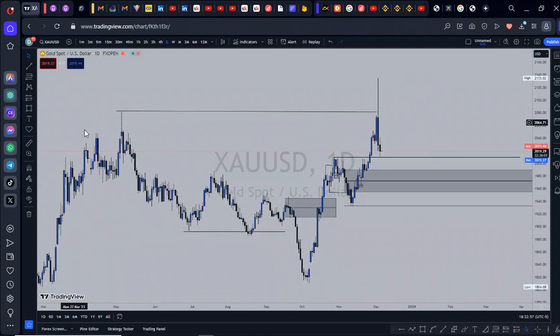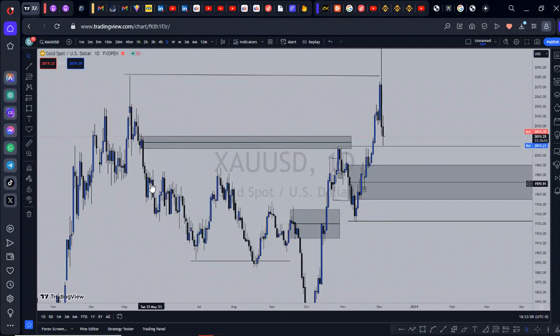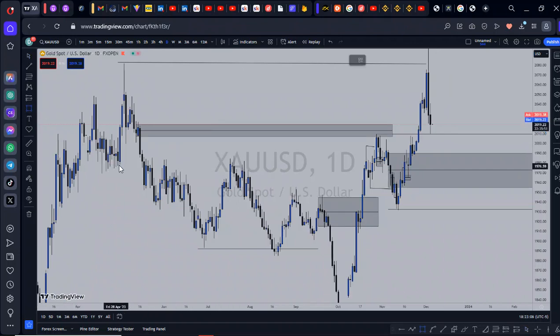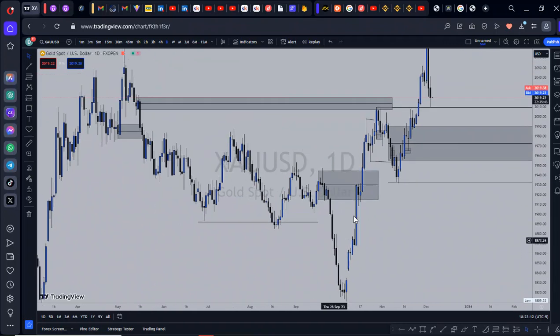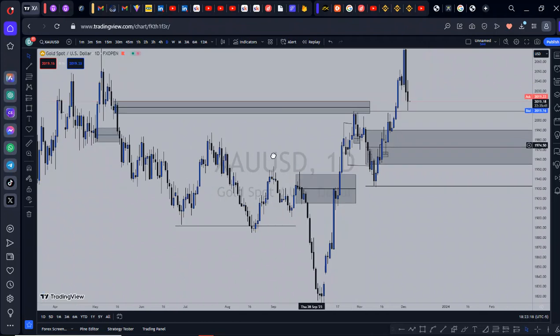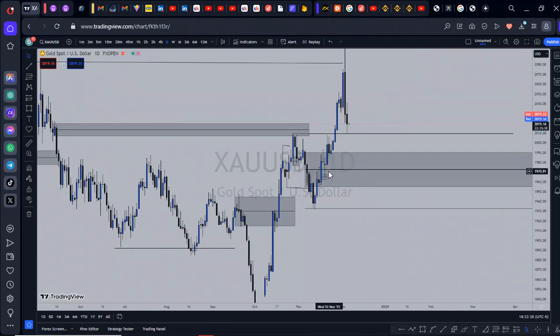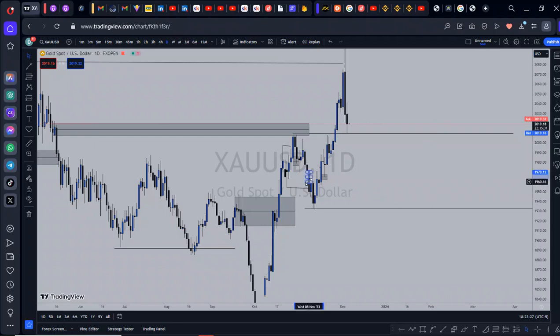Oh, I forgot to explain something. Right here you can see that we have a supply zone. We have a supply zone that was violated. So the supply violated the demand right here, and price traded lower and then reversed backwards into the supply zone. That was why it had a reaction right there. The reaction led to a little bit of sell, but it did not sell for long, and then it got violated.